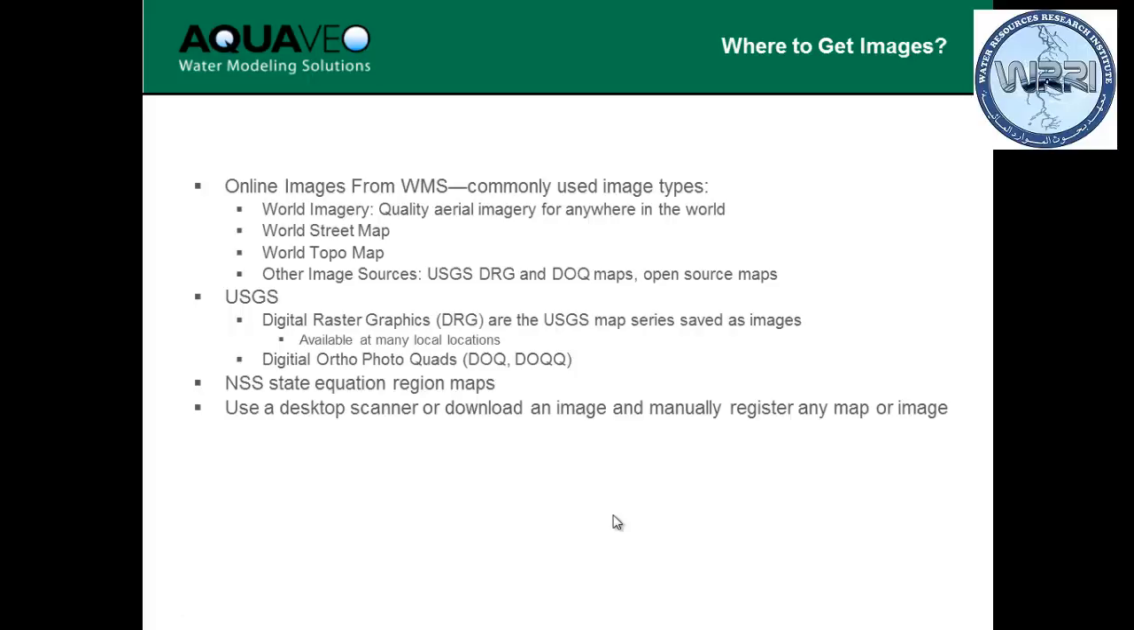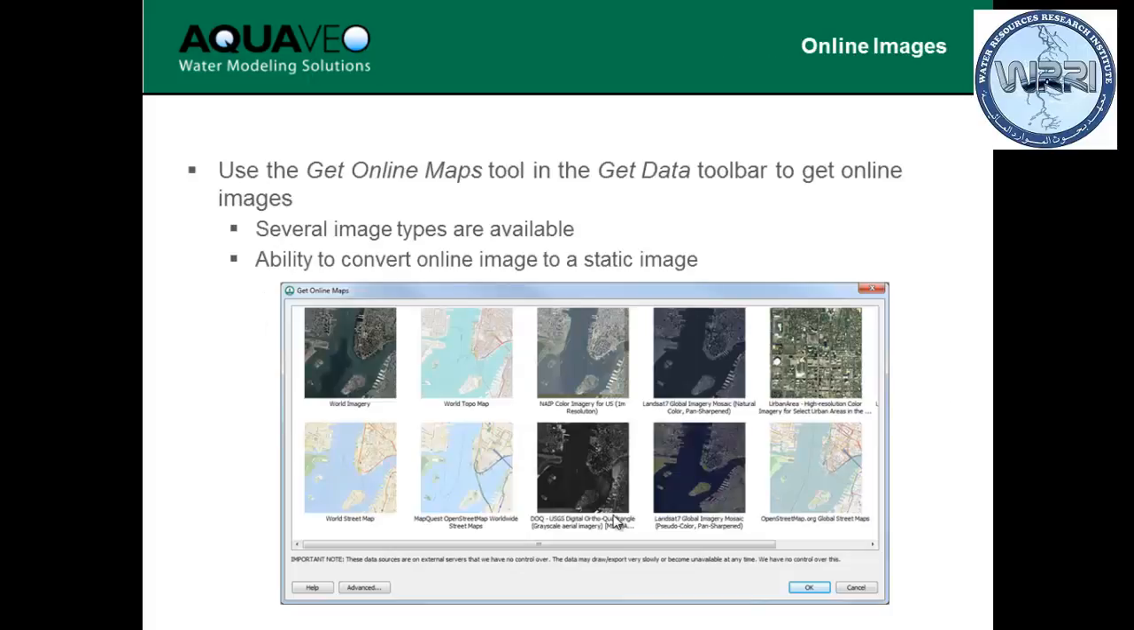There are a lot of places to get images, and one place is downloading online images from WMS. And if you download images online, then you don't need to worry about registering them. Another option for Egypt is if you have a paper map, you can scan that map in and then manually register that image. And that's a little bit hard to do, but it's an option you have.